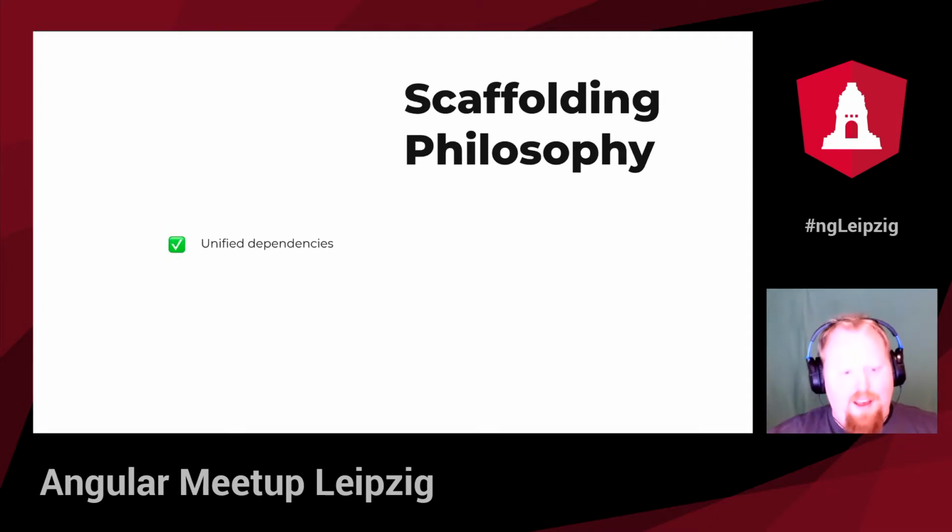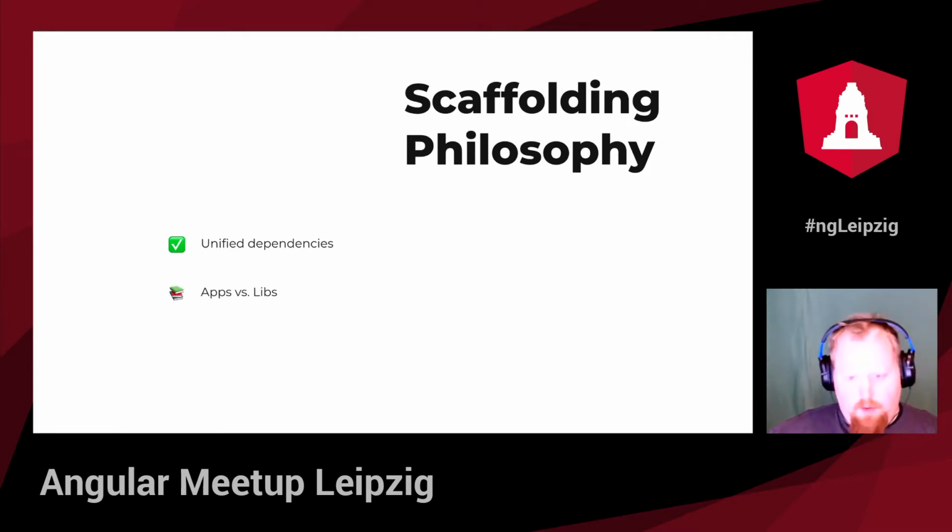So anyways, some basic scaffolding philosophy around NX, making sure all your tools work together. So this means unified dependencies. In our world, this is like the one package JSON for all the things. And for other languages, this could mean, for Java, you have the one version of your dependencies for Maven, for example.